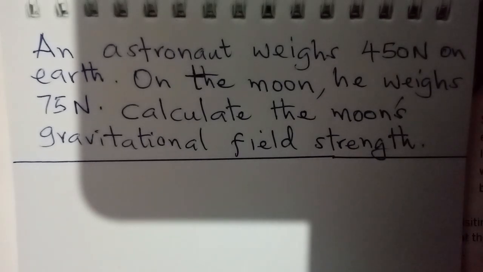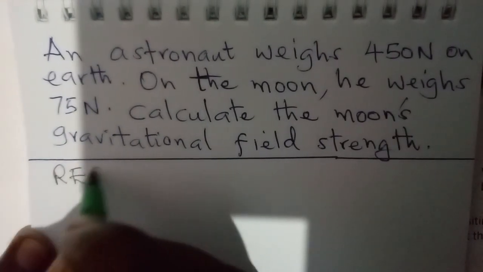We are still going to look at the relationship between weight and mass. And this is the question. An astronaut weighs 450 Newton on Earth. On the moon, he weighs 750 Newtons. Calculate the moon's gravitational field strength.